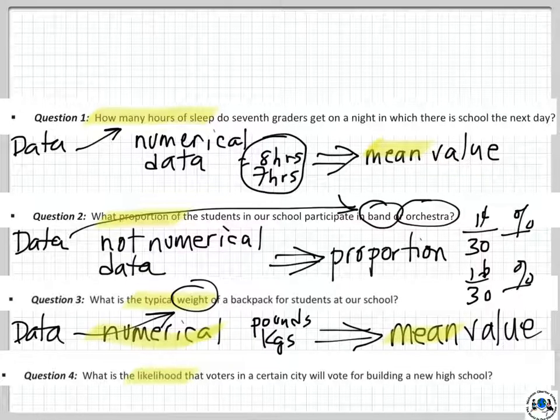So in that case, what we're collecting is not numerical. There's no numerical value. We're going to ask them, will you vote for building a new high school? And their answer, their data, is going to be yes or no. In this case, it's going to be yes.